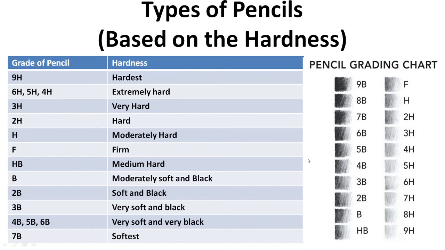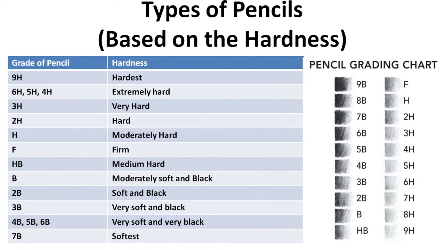Now let us look at types of pencils, based on hardness. H refers to hardness and B refers to softness. The hardest pencil is 9H. Next, 6H, 5H, 4H are extremely hard. 3H is very hard. 2H is just hard. H is moderately hard. F is a firm pencil, a combination of both hard and soft.